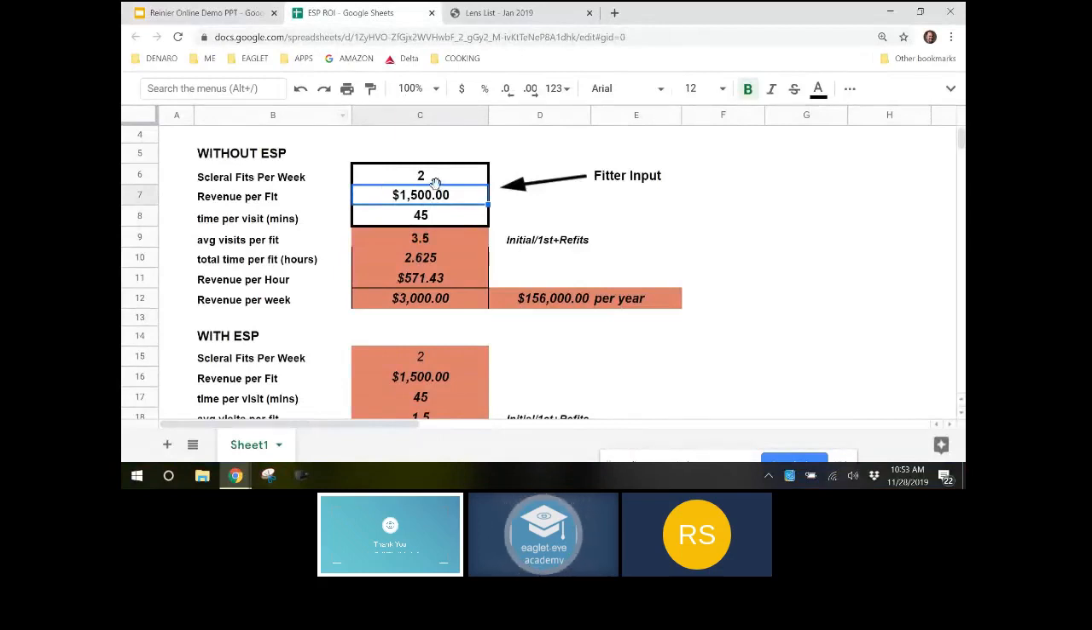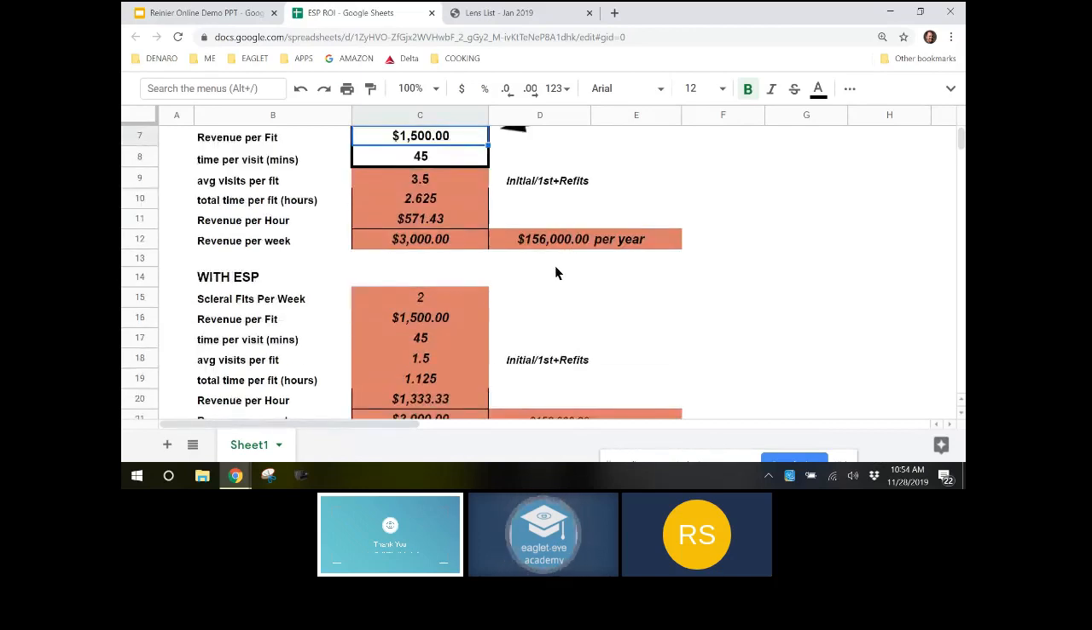So I took a conservative example suggesting your average fits per week are two scleral fits per week. You get about $1,500 per fit. The time per visit is 45 minutes. That's across the entire team. If you stick to the 3.5 lenses per eye, you're looking at a little over 2.5 hours per fit, and about $3,000 in revenue per week, or $150,000 per year.